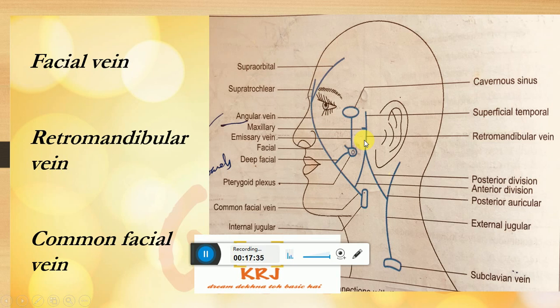I know during the exam you will all make mistakes. Please practice this diagram, otherwise it's a waste. And then you have the facial vein. You have the supratrochlear and the supraorbital veins. These two unite to form the facial vein.